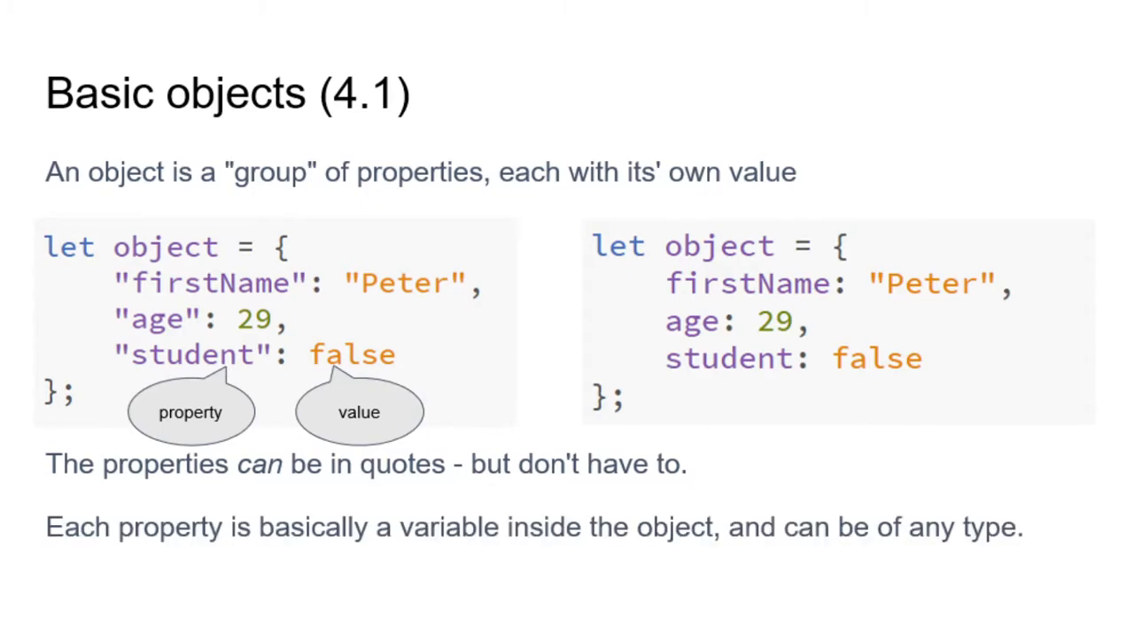Each property is basically a variable inside the object and can be of any type. We have here a string, a number, a boolean, and it could even be another object.